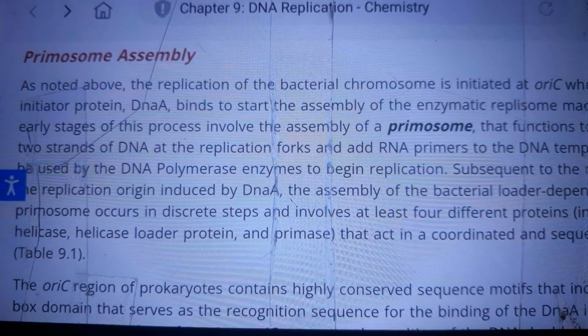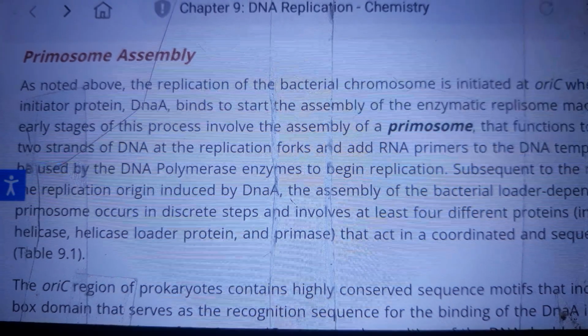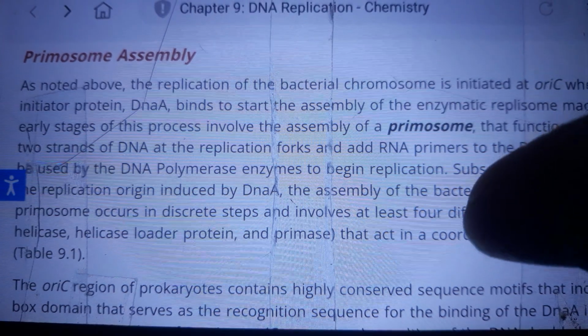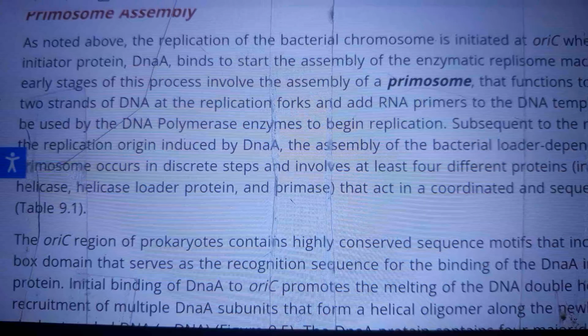right? And that functions to unwind two strands of DNA at the replication forks and add RNA primers to the DNA template. Templates that will be used by the DNA polymerase enzymes to begin replication.